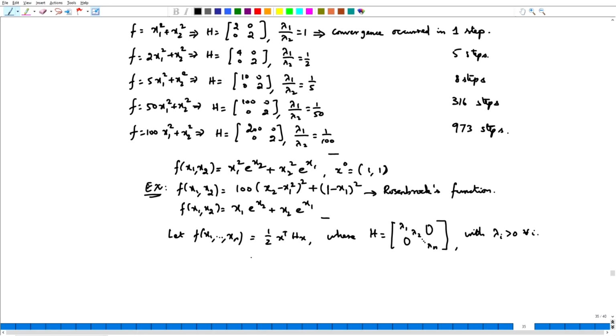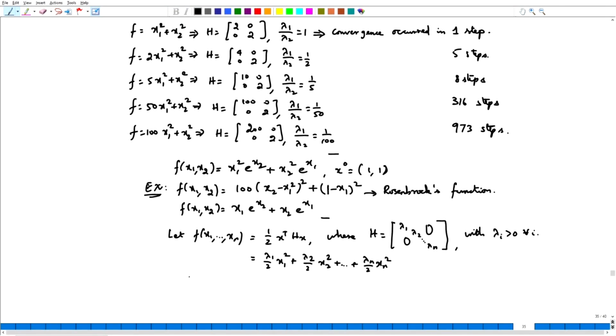If you expand, nothing great, you will just get lambda1 by 2 x1 squared plus lambda2 by 2 x2 squared plus dot dot dot plus lambdan by 2 xn squared. Note that lambda1 and lambdan can be anything, they need not be the same. That means lambda1 by lambdan could be very low, no issues with that. I am just going to do a very small change when you compare it with the steepest descent or the gradient descent algorithm.